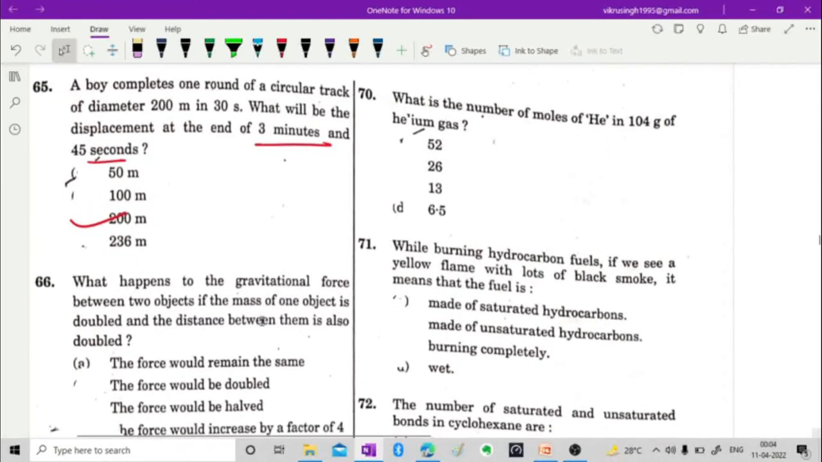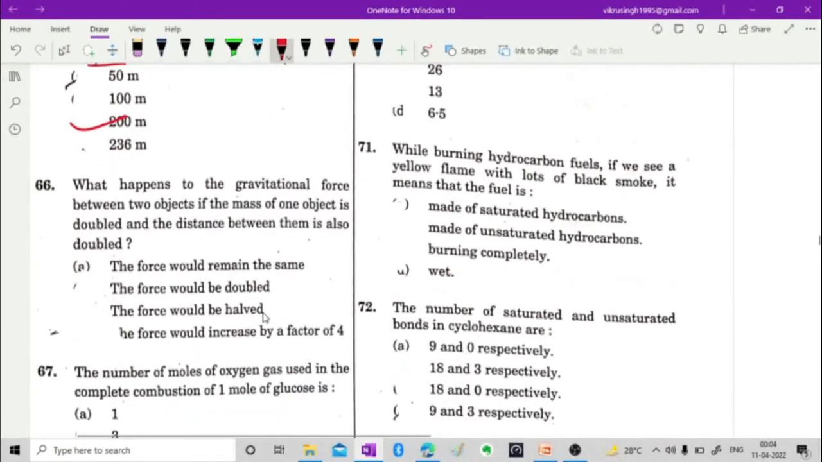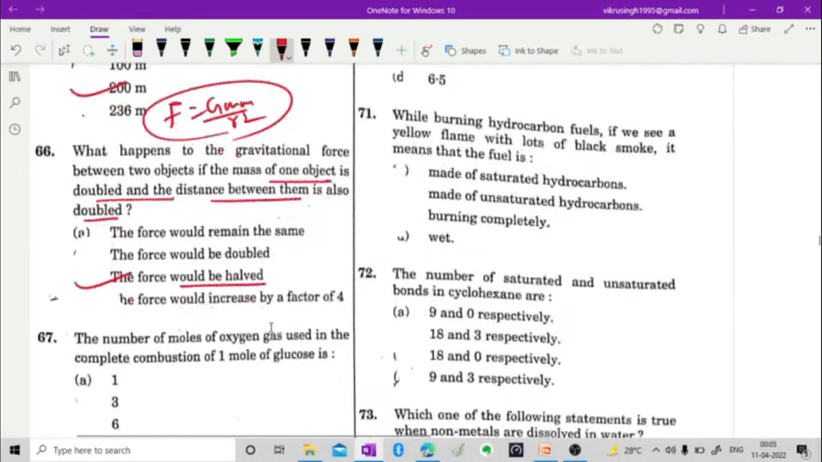What happens to the gravitational force between two objects if the mass of one object is doubled and the distance between them is doubled? So the correct option is, the force will be halved. F is equal to G m1 m2 by r squared. You can see the formula over here.